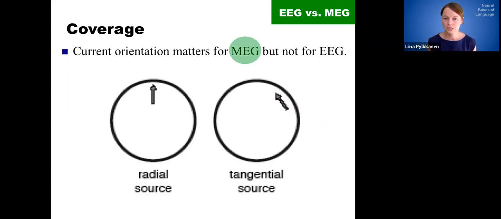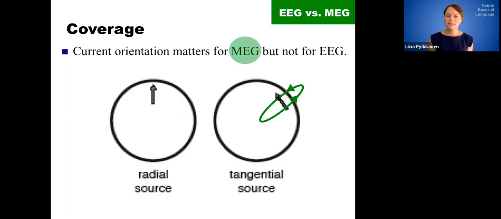What about the MEG situation? So here, let's start with the tangential source. If we imagine that there's a rotating magnetic field around this current, we're going to be able to capture it really nicely with our MEG sensor that is out here. So it's a nice current orientation for MEG.